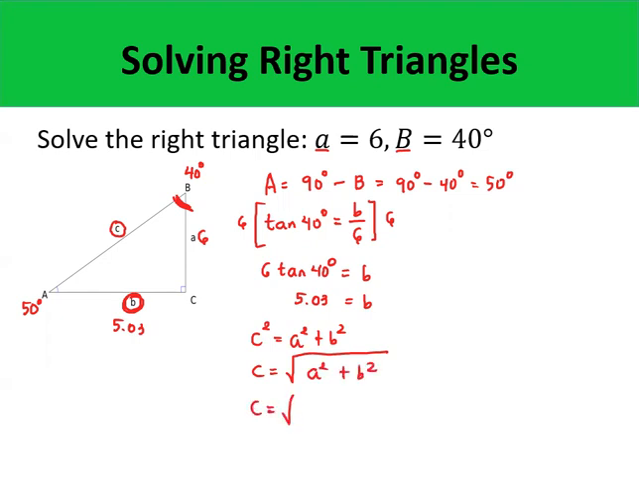In this case, c is equal to the square root of a squared plus b squared. So that gives us the square root of 6 squared plus 5.03 squared. Again, using our calculators and rounding off the final answers to two decimal places, we get 7.83 units as the value of small c. So that solves the right triangle.